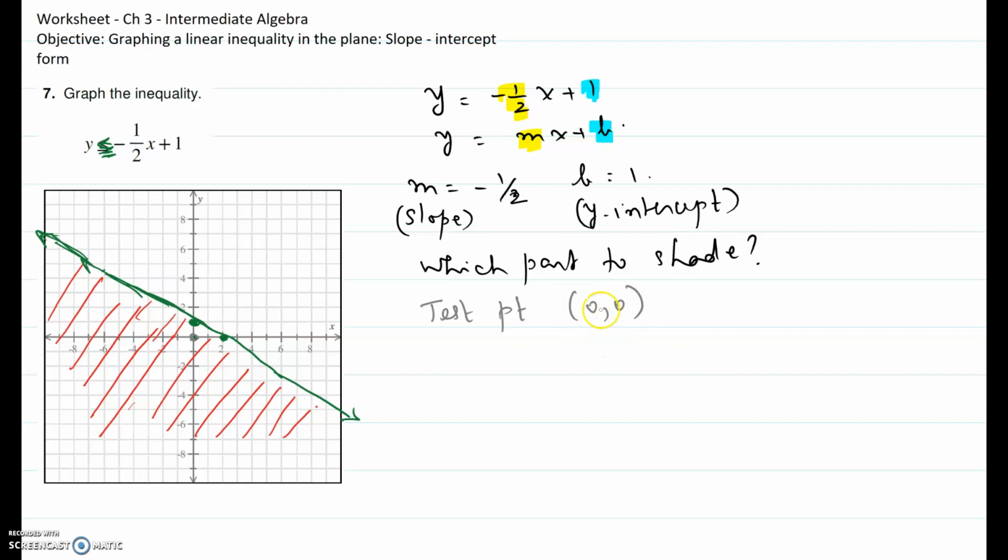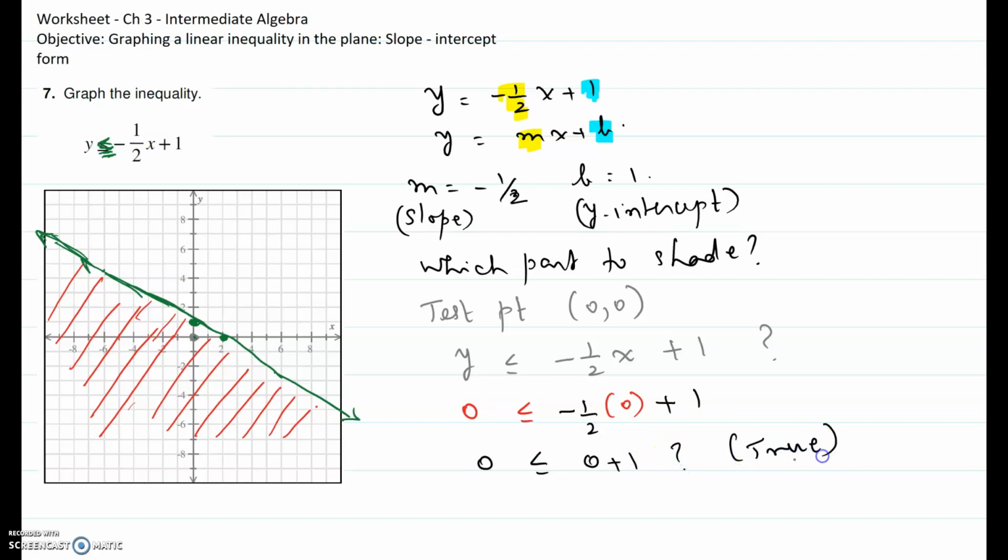So now we'll plug into the inequality y less than or equal to negative 1/2 x plus 1 and see whether the inequality is true or not. So now plug in the point 0, 0 into x and y of this equation. So it is negative 1/2 times 0 plus 1. So you notice 0 less than or equal to 0 plus 1. Is this inequality true? Yes, it is true. 0 is very much less than or equal to 1.